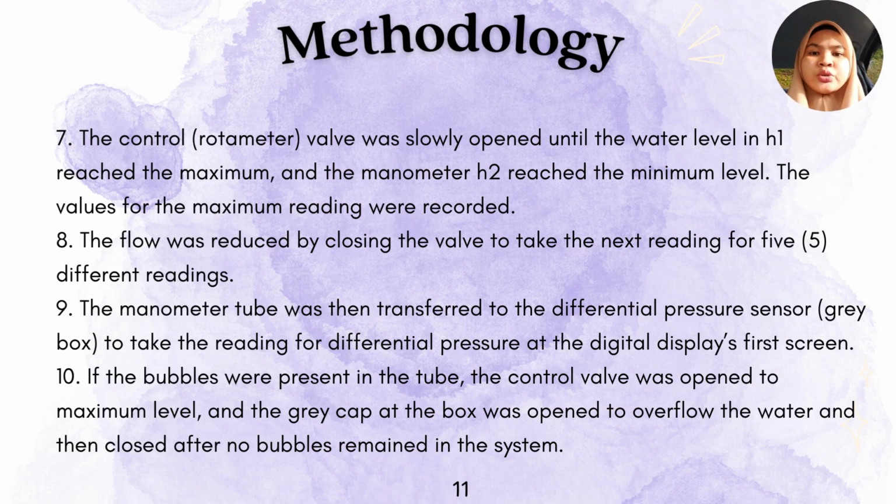Next, step 7, the control valve, which is the rotameter, was slowly opened until the water level in manometer H1 reached the maximum and manometer H2 reached the minimum level. The value for the maximum reading was recorded. Next, the flow was reduced by closing the valve to take the next reading, for 5 different readings. And then the manometer tube was transferred to the differential pressure sensor, which is the gray box, to take the reading for differential pressure at the digital display first screen. If bubbles were present in the tube, the control valve was opened to maximum level, and then the gray cup at the box was opened to overflow the water and closed after no bubbles remained in the system.